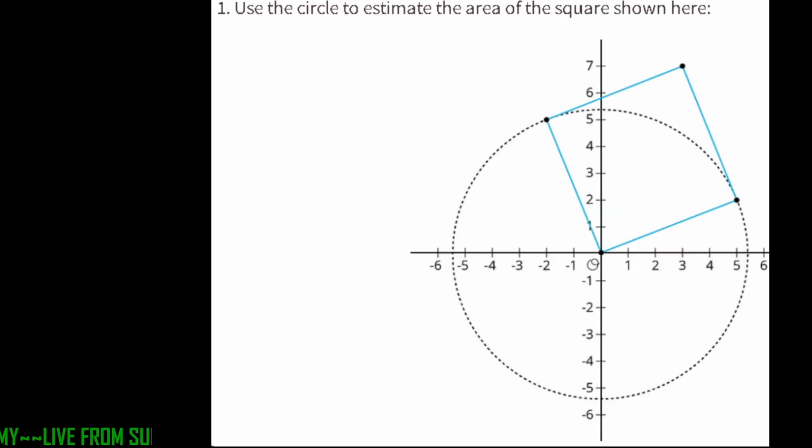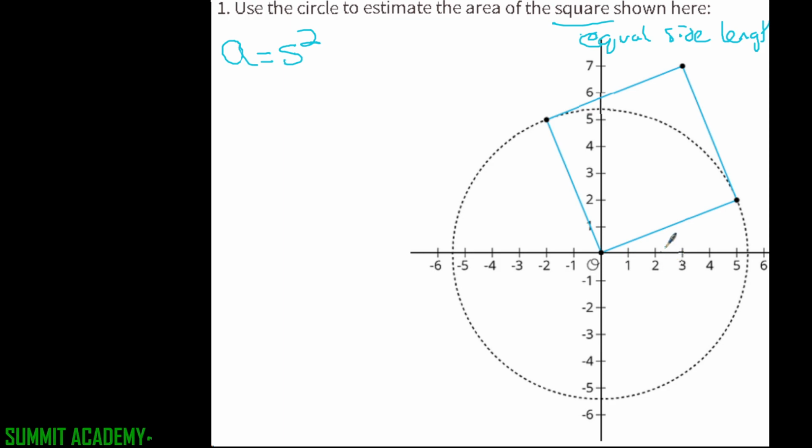On the next part, it says use the circle to estimate the area of the square shown here. Again, as a reminder, since it is a square, it has equal side lengths. And what we can say is, I know the area of this square. I can write it like this. I can say area is going to be equal to the side length squared. And so what I can do is I can try to estimate by figuring out what that side length is.